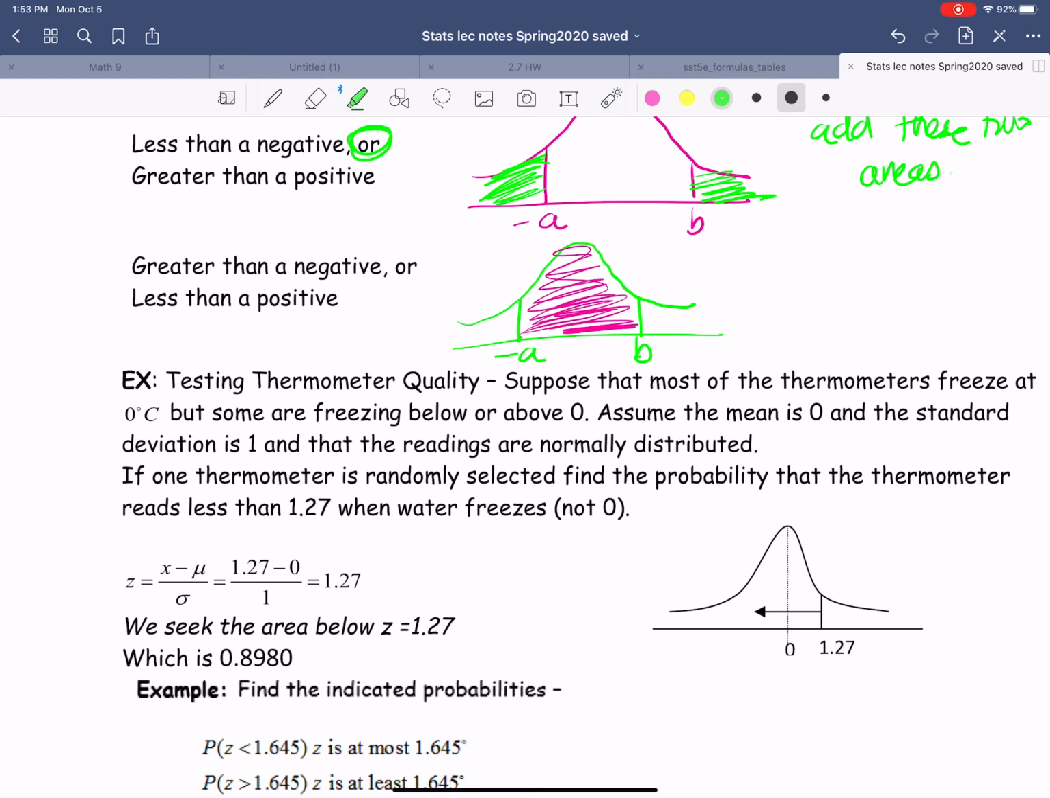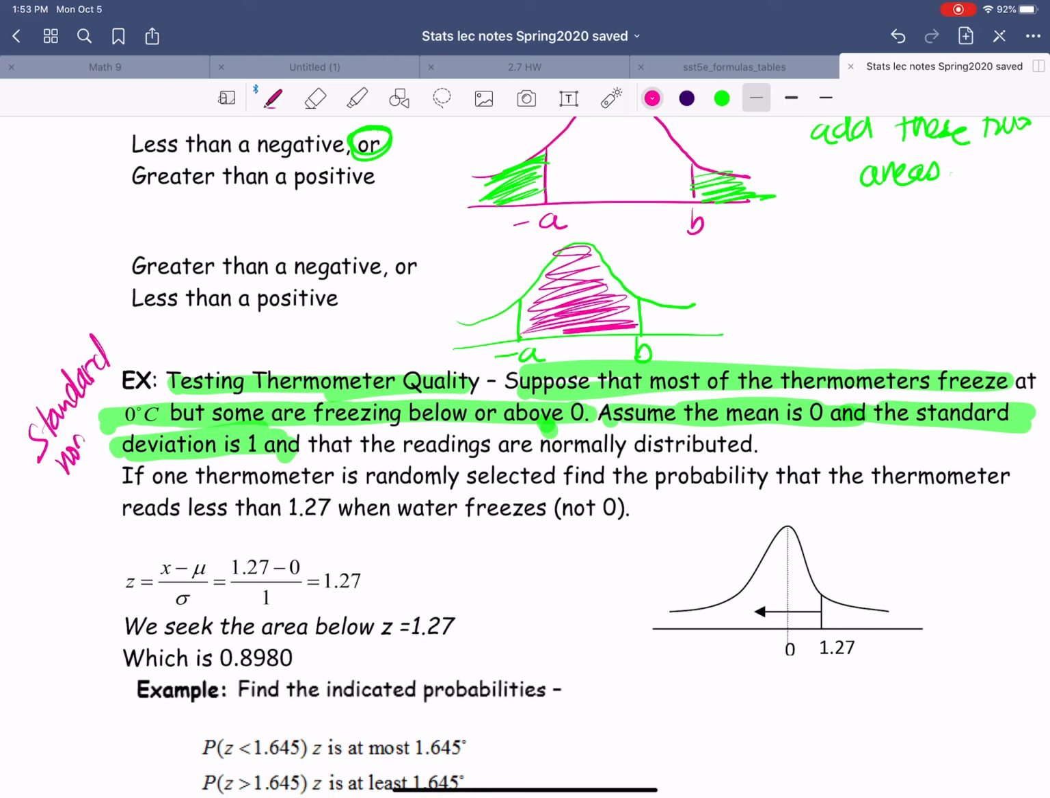Okay. Testing thermometer quality. Suppose that most of the thermometers freeze at 0 degrees Celsius, but some are freezing below or above 0. Assume that the mean is 0 and the standard deviation is 1. Whenever I see this, mean is 0 and the standard deviation is 1, I already know that I'm dealing with the standard normal distribution, because that's a property of the standard normal distribution.